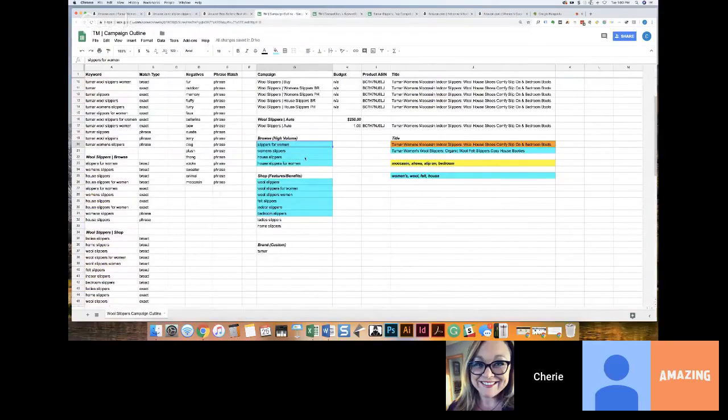House slippers is the same story. I'm going to test it as broad and exact and as phrase. House slippers for women, I'm doing as exact and broad. Those are going to be my browse keywords. And again, I'm going to get quick data. Only some of these match types are going to work.